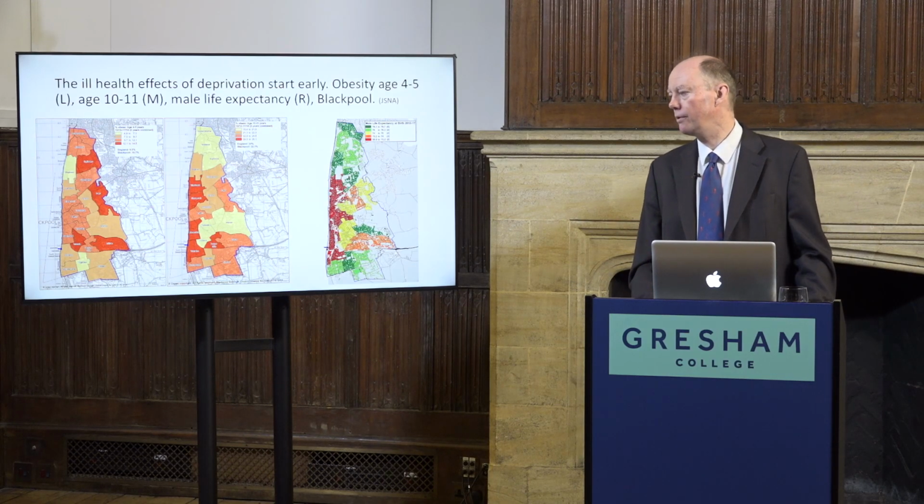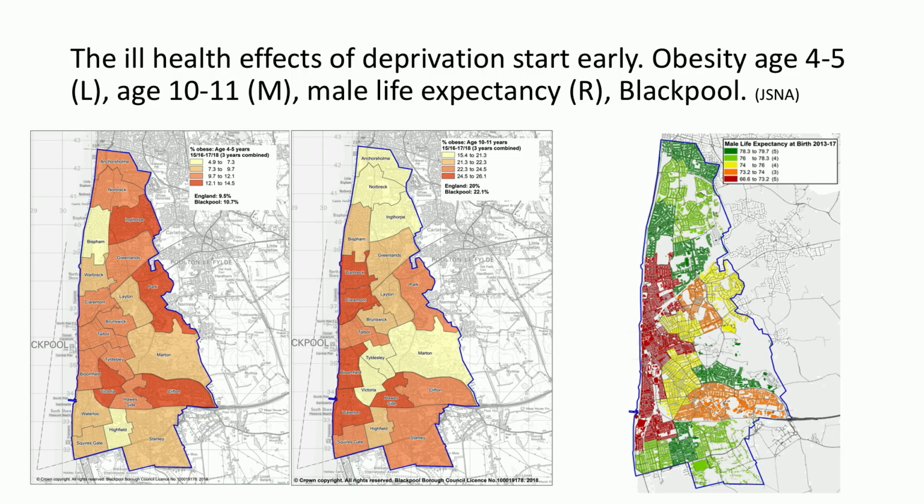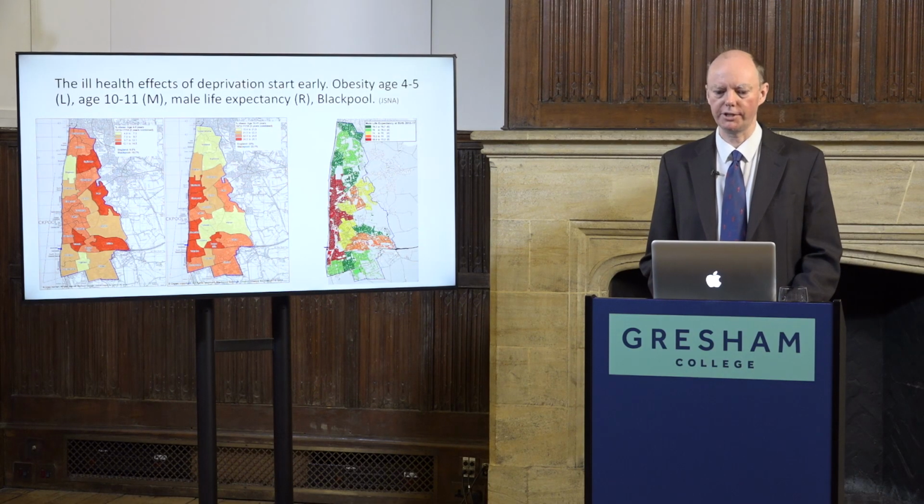And if you then look at childhood, what you can see is that the ill health effects of deprivation start really early. Just taking Blackpool, this is the obesity rates age 4 to 5 on the left, really not too concentrated. But by the time children get up to 10 or 11, where childhood obesity occurs is exactly the same place as where life expectancy is poorest in the long run. The problems of deprivation on health start in childhood and then continue to accumulate all the way through adulthood. Mapping that out, finding it, and then working out how to prevent it is a critical part of public health.